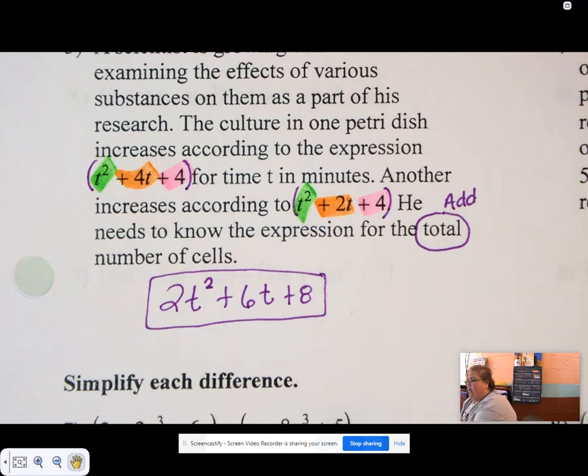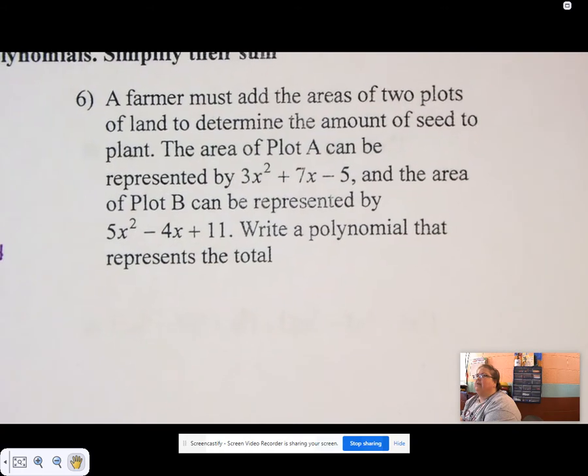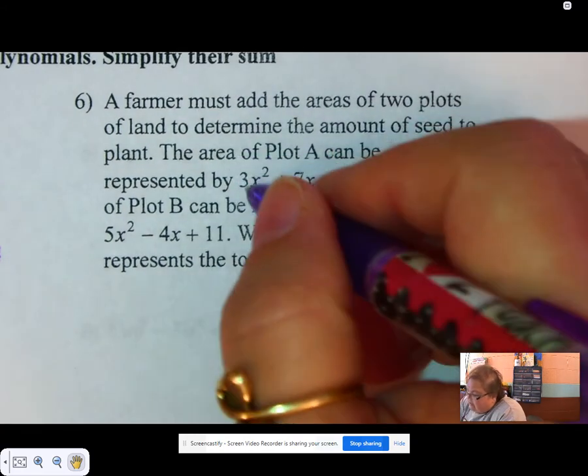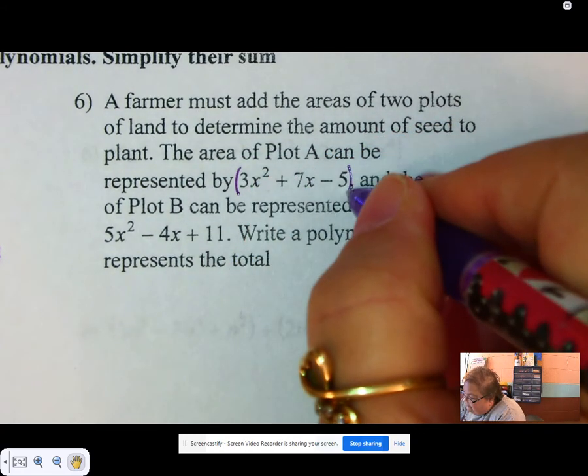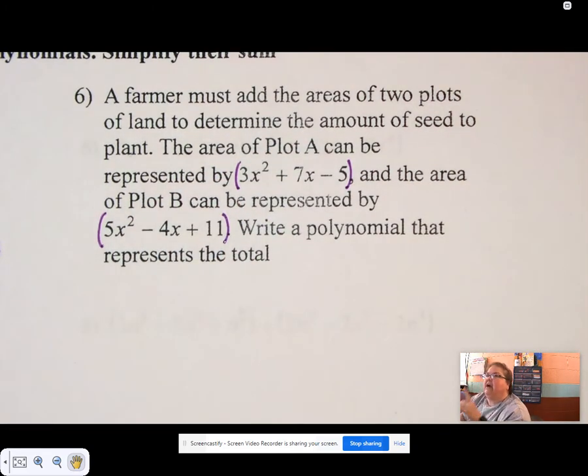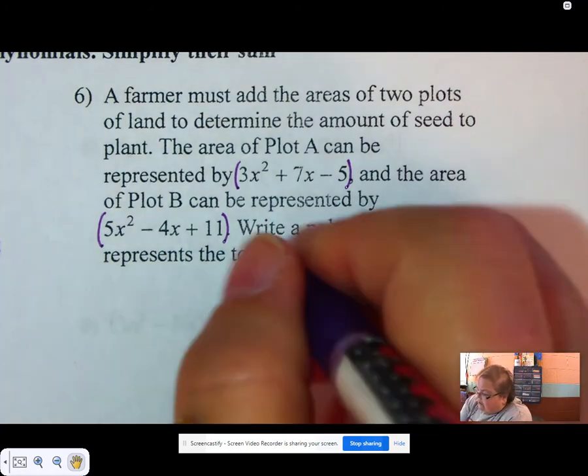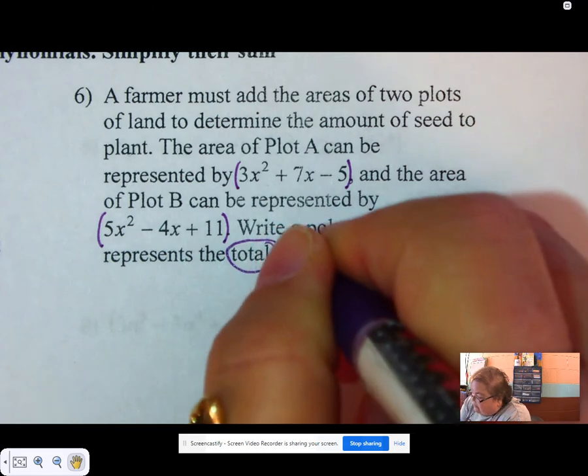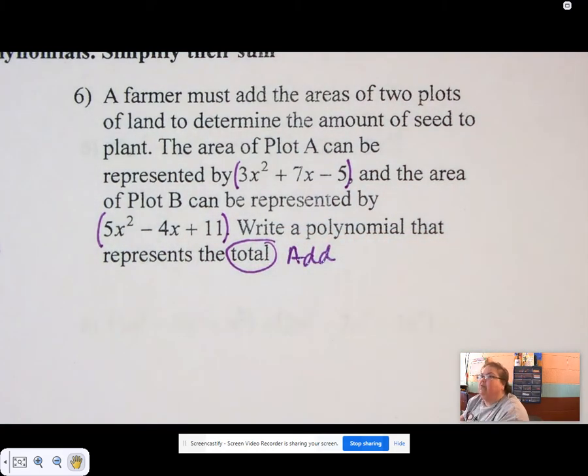Number 6, I'm going to tell you I'm going to add those. And this is my first polynomial. And this is my second polynomial. I want somebody to tell me how I know I'm adding them. Total. It says the word total. So I'm going to add. And we're not literally going to add this one because I think we're good there. But I just want to point out parentheses and then find your word that tells you what to do.